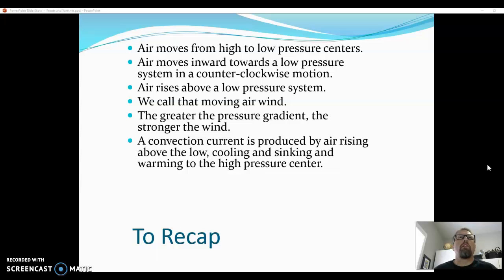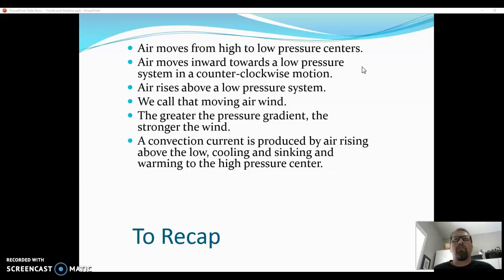A couple of things that we identified last time that we spoke: air moves from high to low pressure centers. Air moves inwards towards the low pressure system in a counterclockwise motion. Air rises above a low, and the opposite is true for high pressure. We call the movement of air wind, right? So let's not forget that when we talk about air moving from the high to the low pressure, we talk about wind. And the greater the difference in atmospheric pressure from one place to another, the greater the pressure gradient, and therefore the stronger the wind.